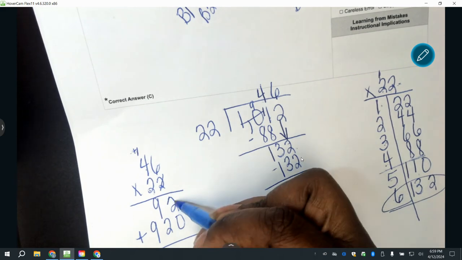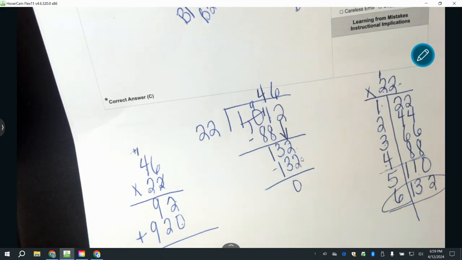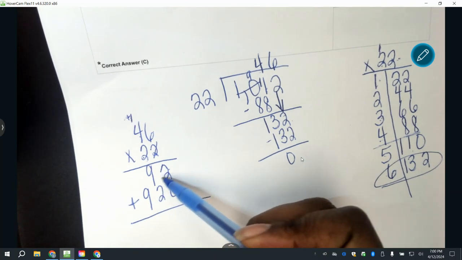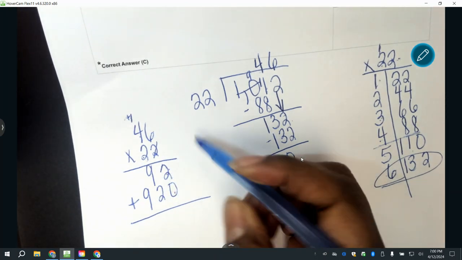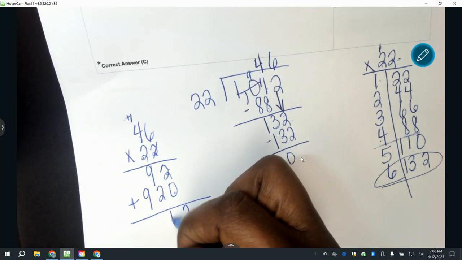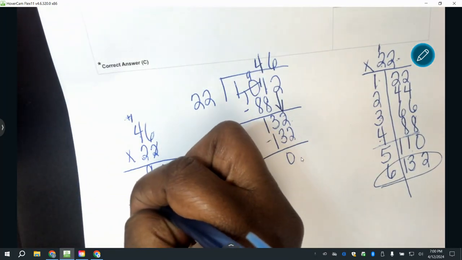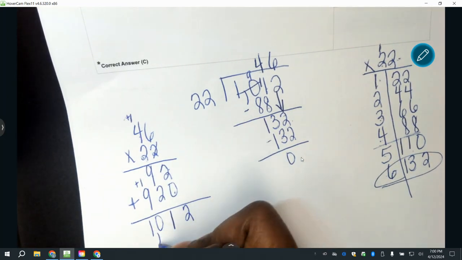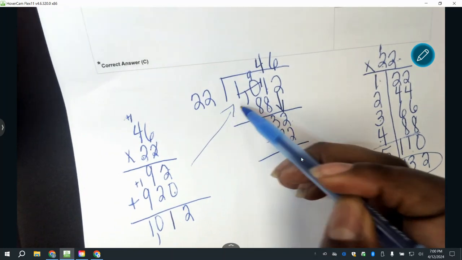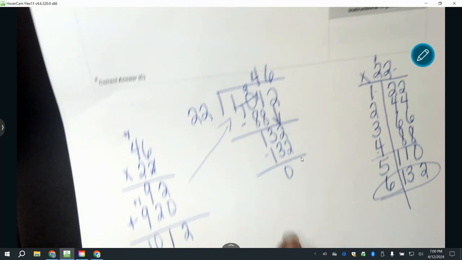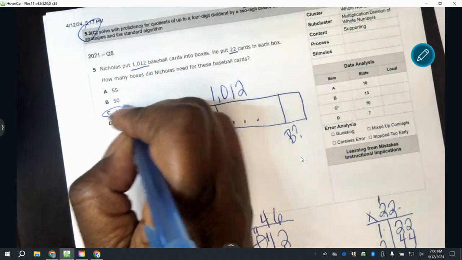So here, 2 plus 0. Miss McQueen has lost her mind. These are kind of like partial products. So here, 2 plus 0, 2. 9 plus 2, 11. Regroup. 1 plus 9 is 10. Okay? If you get the number that's under the dividend or under the house, then that's your answer. So we have proven that 46 is the right answer.